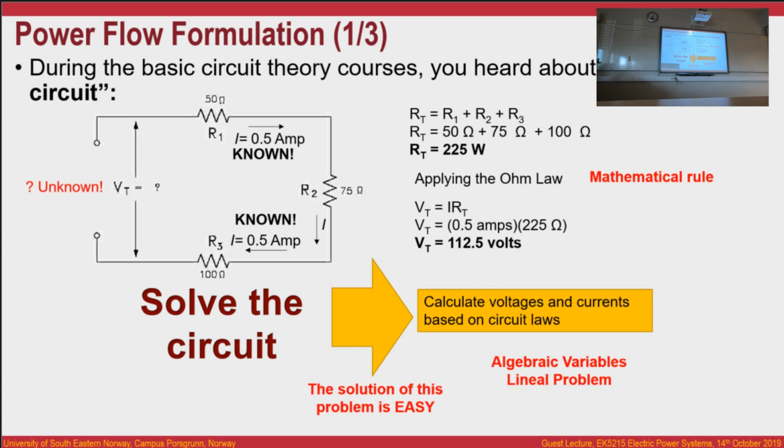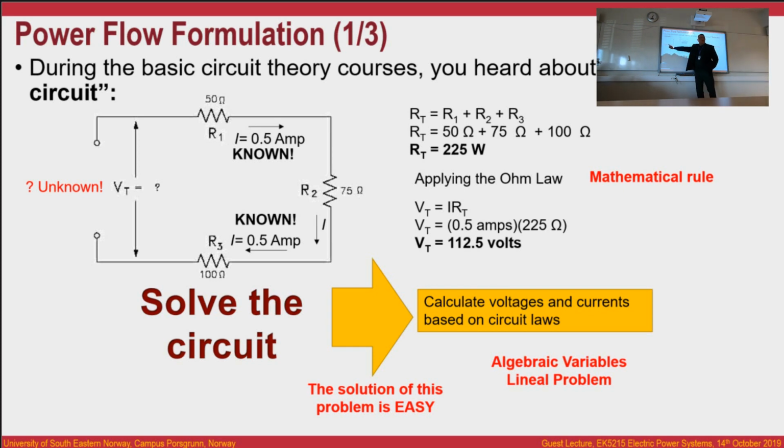In every circuit you have known and unknown variables. I don't know if you realize, but every single device in that circuit requires one parameter, resistance, and two electrical variables, voltage and current. For instance, if you know this current, you multiply this current by this resistance, and you get the voltage drop here.